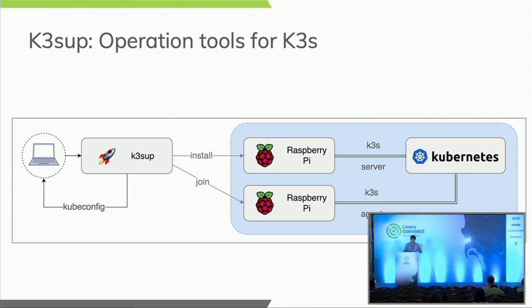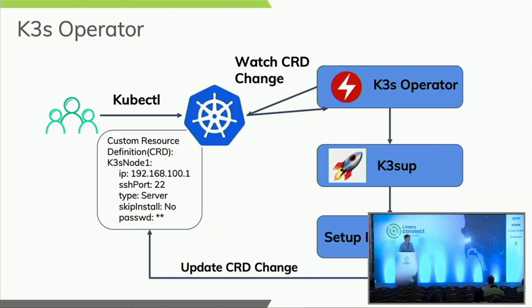So after I talk about all of this, that is the K3s operator we have defined and modified. First, we have defined the custom resource definitions. We have K3s Node 1, with the IP, SSH port, and type, which is server or agent. And also we have several parameters, maybe skip install, because we have already installed. And we have defined the password. We have set up the password in another Kubernetes object called secret.